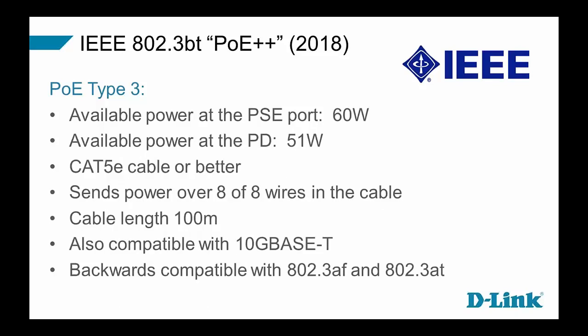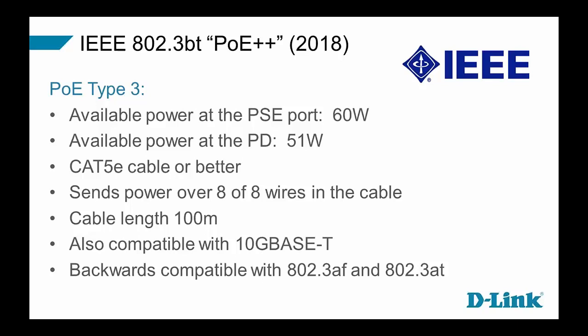Now the new standard, 802.3 BT, adds what's called PoE Type 3 and Type 4. Type 4 is on the next slide. Here is Type 3. With a Type 3, we've got up to 60 watts available at the PSE port. After losses, we ensure 51 watts available at the PD. The standard recommends Cat 5e or better.